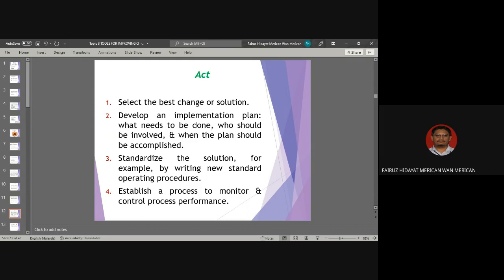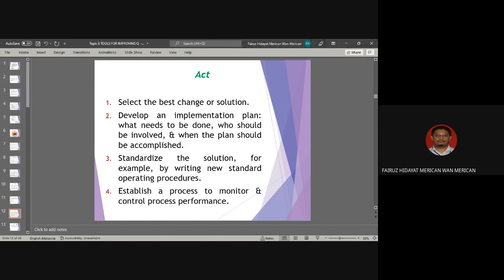Okay, so they also have to plan in terms of what needs to be done in applying the solution, who is going to be involved in implementing the solution, and when the plan should be accomplished. So a time frame when the new solution should be fully implemented into the process of that company.